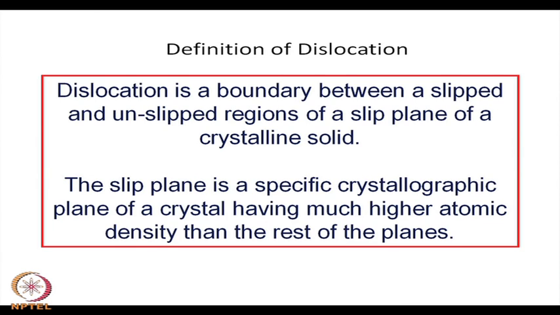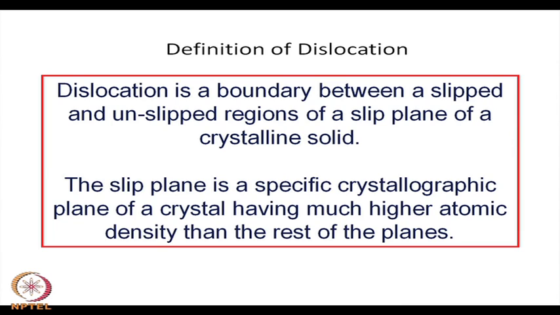Well, as per definition, dislocation is a boundary between the slipped and unslipped regions on a slip plane of a crystalline solid. A plane is deformed partly and partly not deformed, or partly there is a movement of the atoms and on another part there is no movement of the atoms. So, that is the boundary.